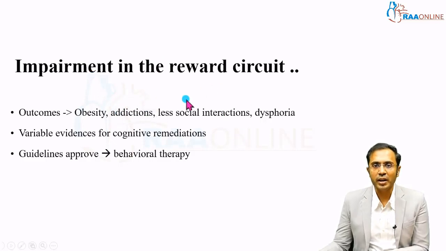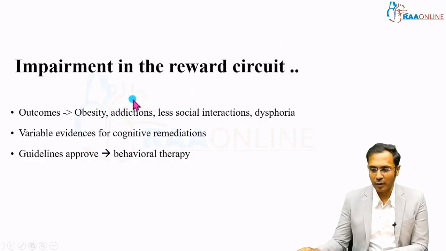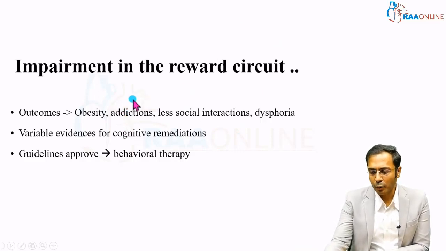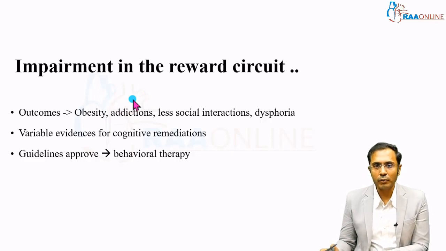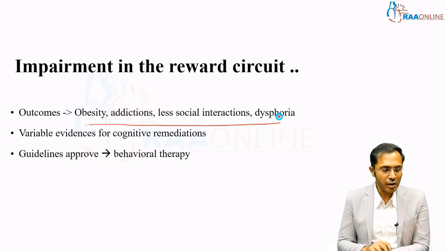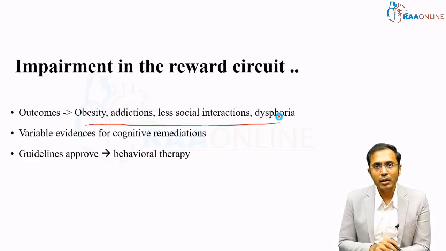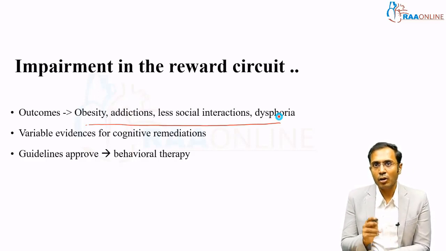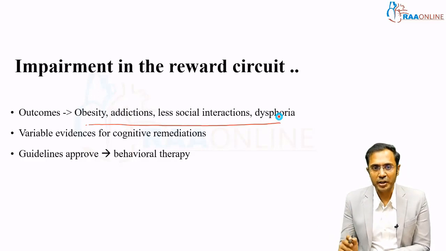With a poorly functioning reward circuit, there is less pleasure from social interaction, so they avoid it more and more and go into addictive behavior. Chronic dysphoria is also one of the outcomes of untreated ADHD. So this dysfunctional reward circuit has a role to play in the long-term outcome of ADHD.